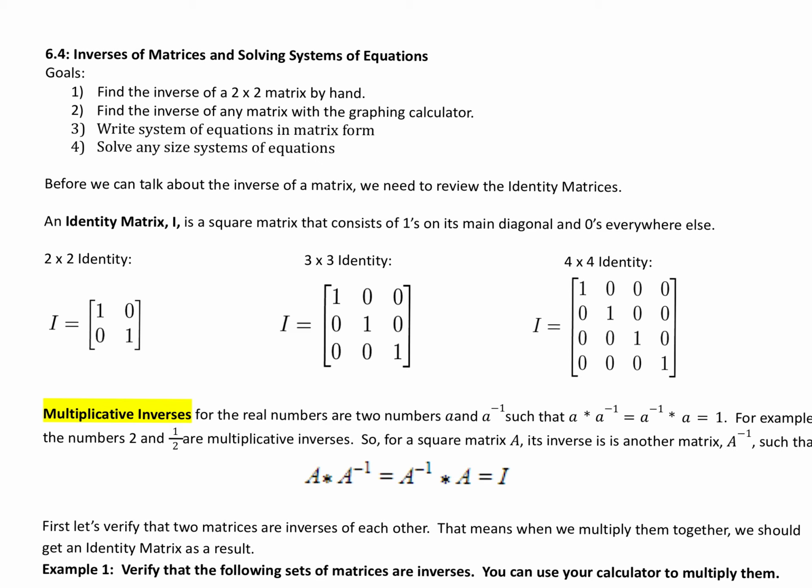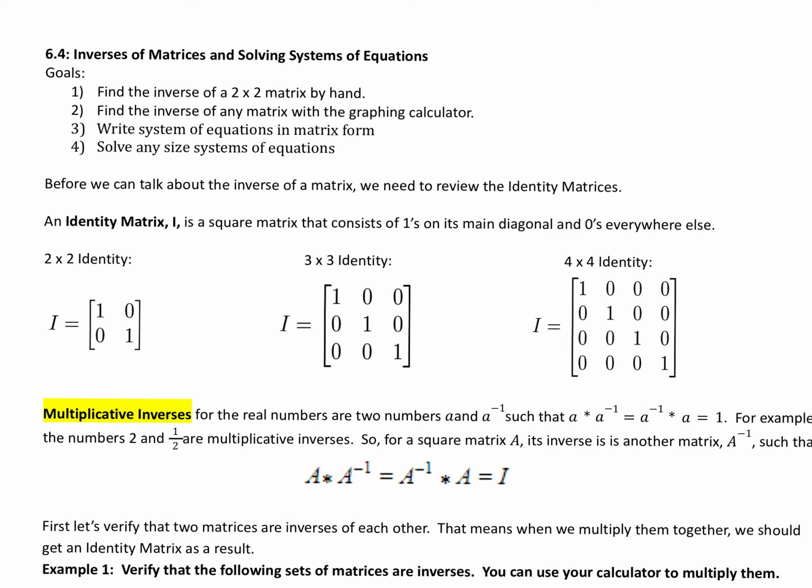We're going to learn how to find an inverse of a 2 by 2 matrix by hand. And then after that, anything beyond a 2 by 2, we will use our graphing calculator to find. And then we'll be able to write our systems of equations in matrix form. And by the end of this, you're going to be able to solve a 10 by 10, meaning 10 equations and 10 variables, system of equations in a matter of minutes.